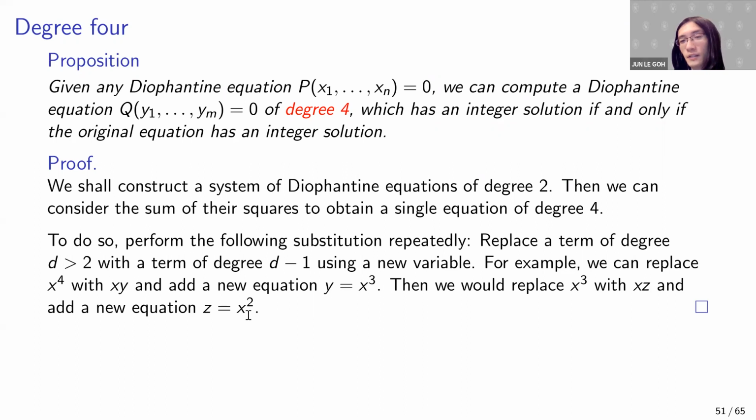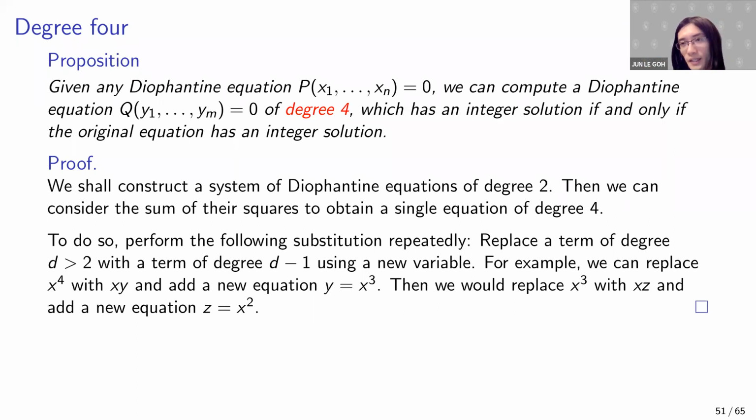And now this is degree 2, and so we're happy. So the idea is to repeatedly do this process. Every time you see something of degree greater than 2, you make this kind of substitution, and eventually after finite time you're going to make everything degree 2, and then you take the sum of squares of everything that you have. That's how the proof goes.